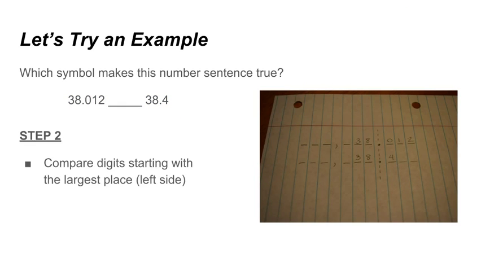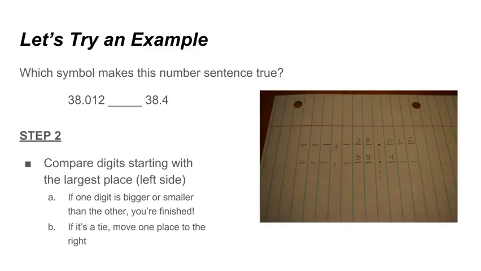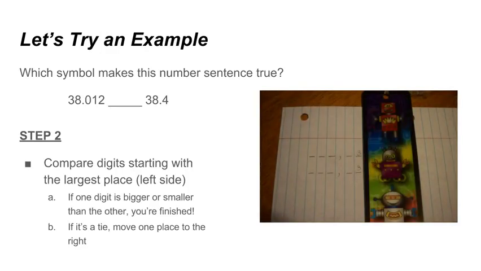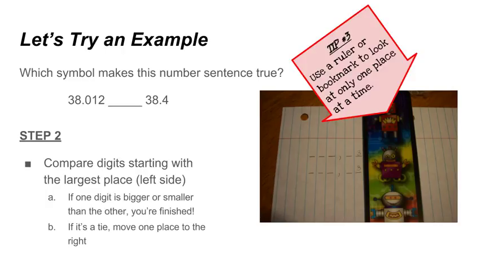Step 2. Compare digits starting with the largest place on the left side. If one digit is bigger or smaller than the other, you're finished. If it's a tie, move one place to the right. So I'm comparing the 3 in the tens place to the other 3 in the tens place. Here's a tip. Use a ruler or a bookmark to force yourself to only look at one place value at a time. That way you don't confuse yourself. In this case, it's a tie, so we move to the right.